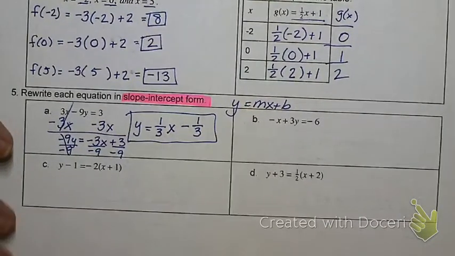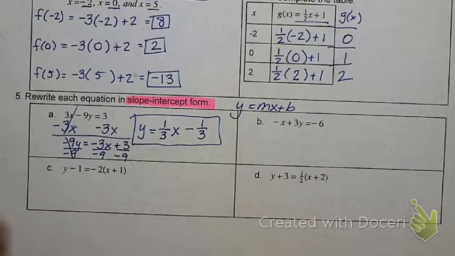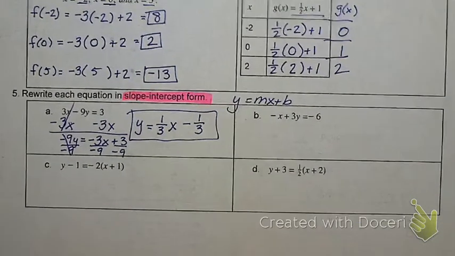Now, someone in my last class said, will it be marked wrong if I put 3 over 9? Yes. You always have to reduce a fraction. Always, always, always. This is the basics. Okay.